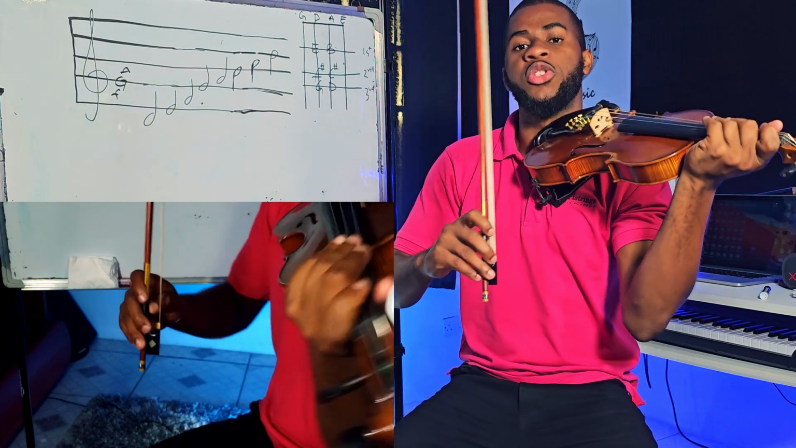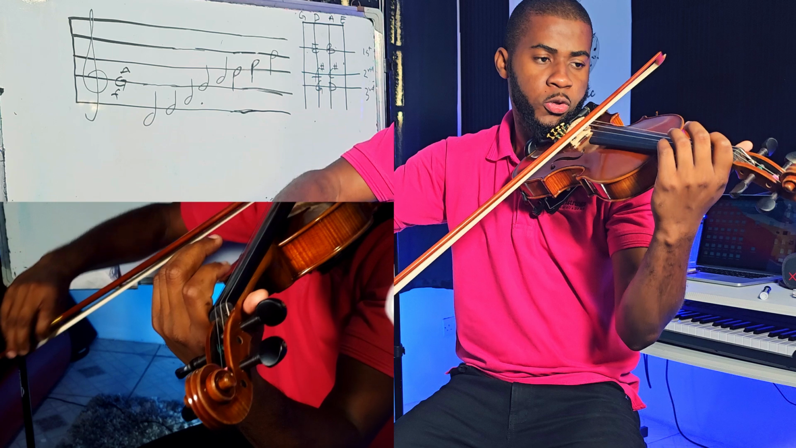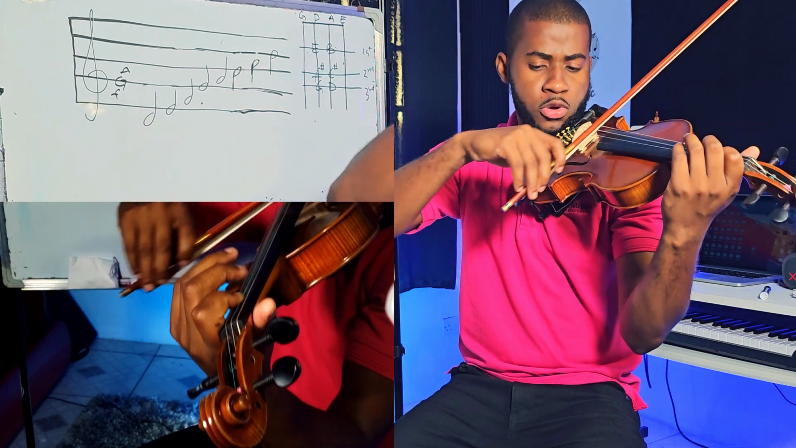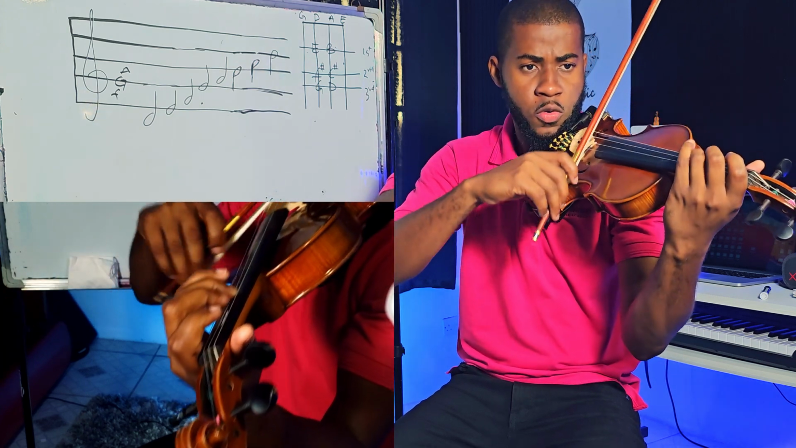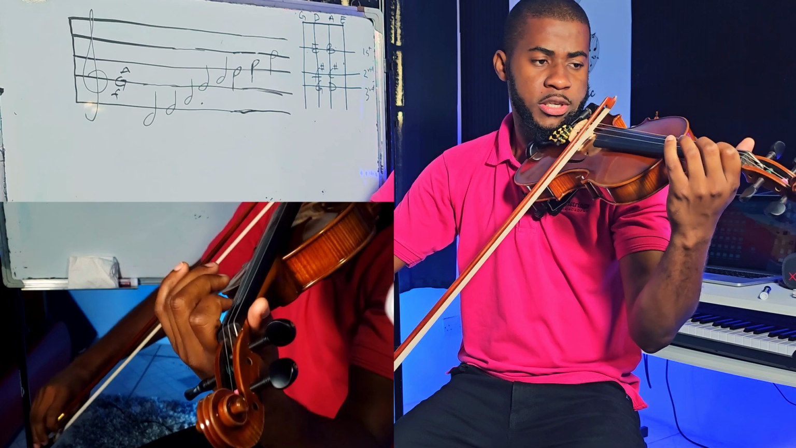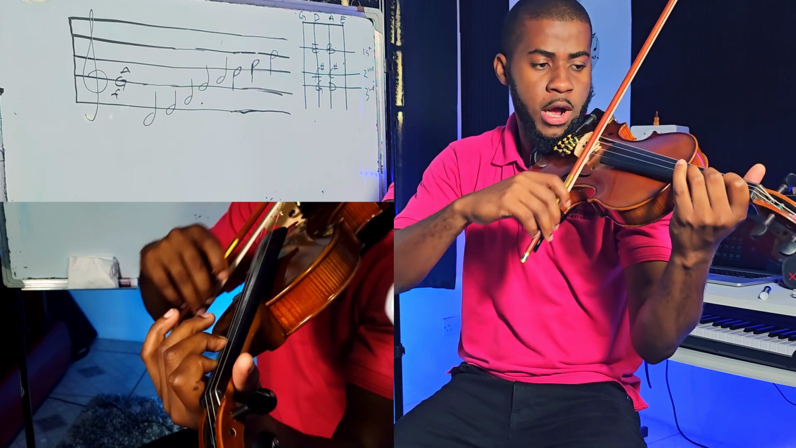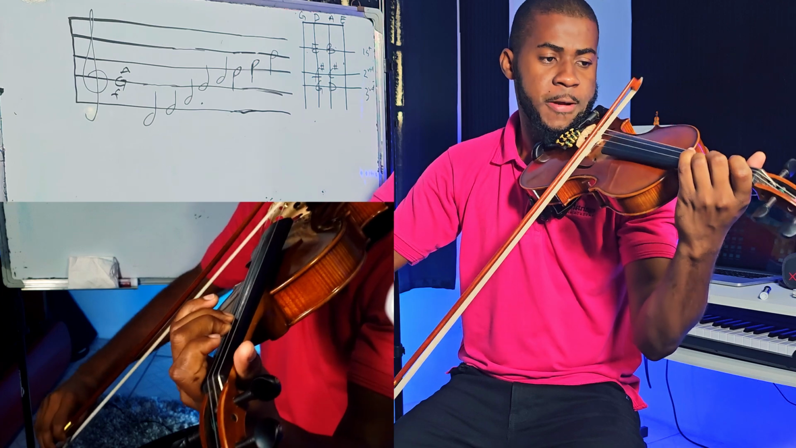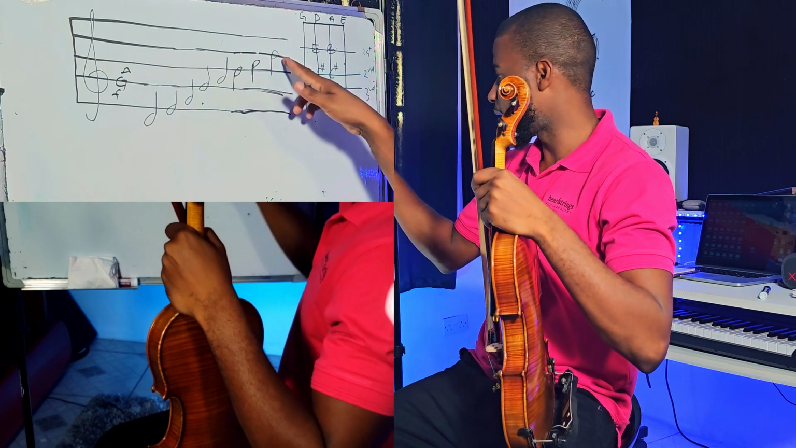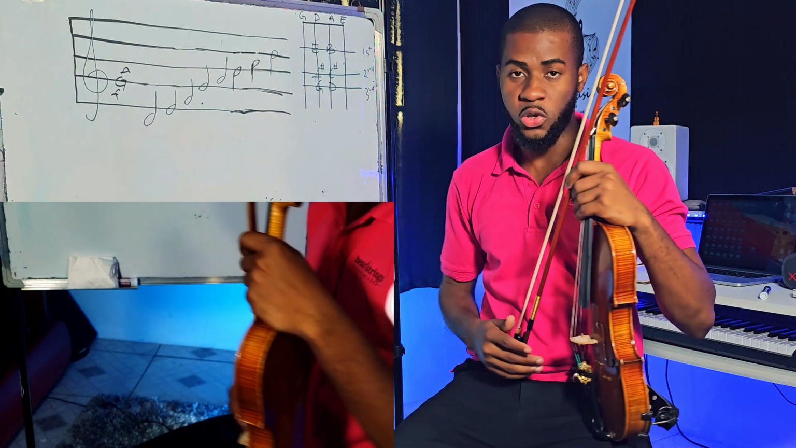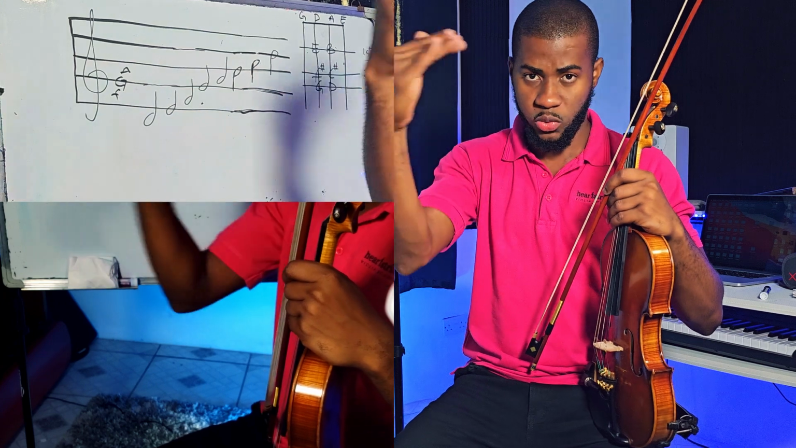Let's do it together now, continuously. 1, 2, 3, 4. 1, 2, 3, 4. 1, 2, 3, 4. 1, 2, 3, 4. Very good. And you could write this from right there going back down, which is going to be, this is called the ascending scale because we're going up.